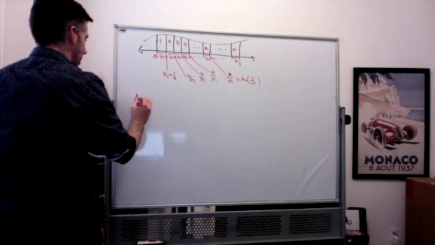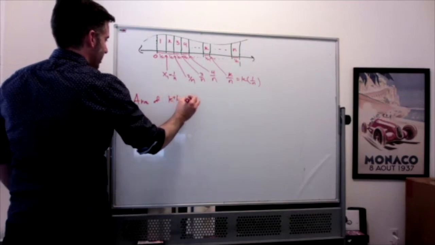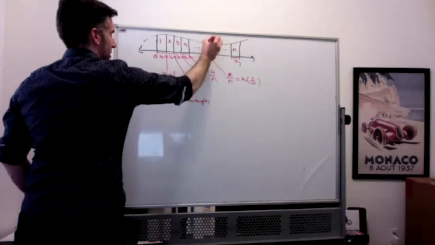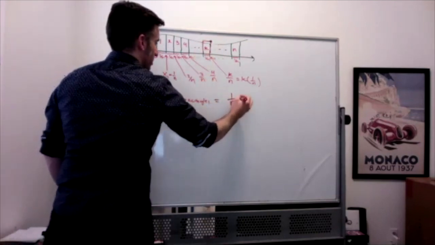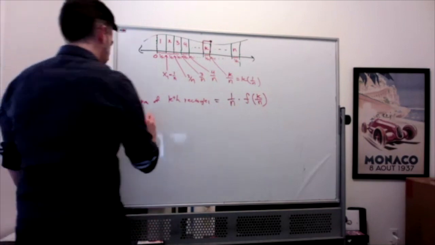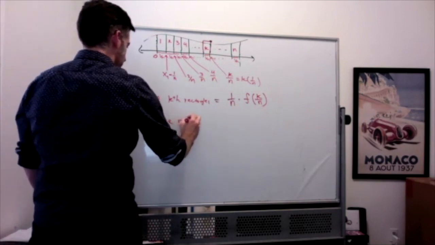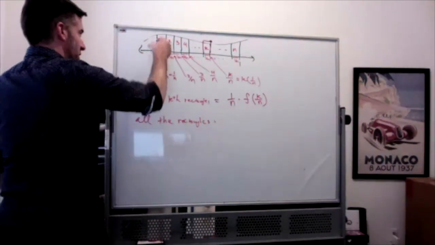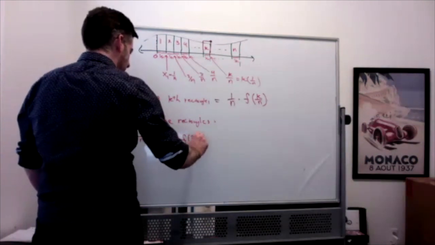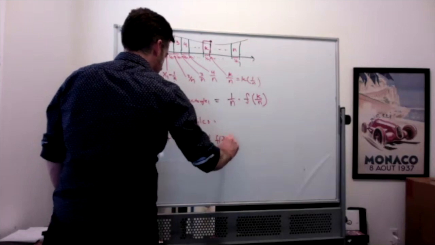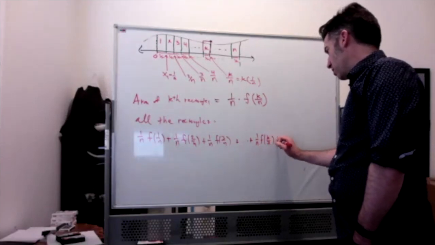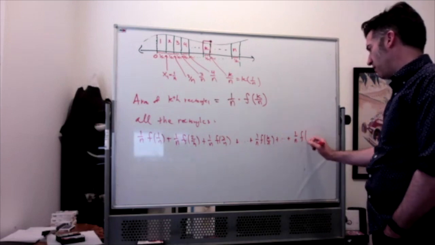Right? So if I say the area of the kth rectangle, which I'm going to write like that, I'm using the right endpoint. Let's pretend it's up like this. The area of that rectangle is the base times the height. And then to add up all the rectangles, it's the first rectangle, so 1 over n times f of 1 over n. The second rectangle, 1 over n times f of 2 over n. The third rectangle, 1 over n times f of 3 over n, plus all the way to the kth rectangle, 1 over n times f of k over n, all the way to the last rectangle, which is 1 over n times f of n over n.